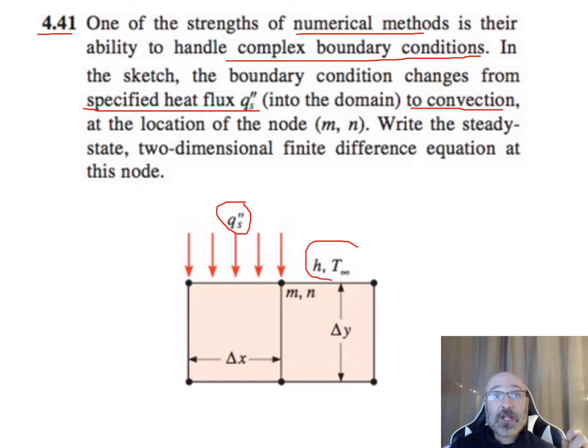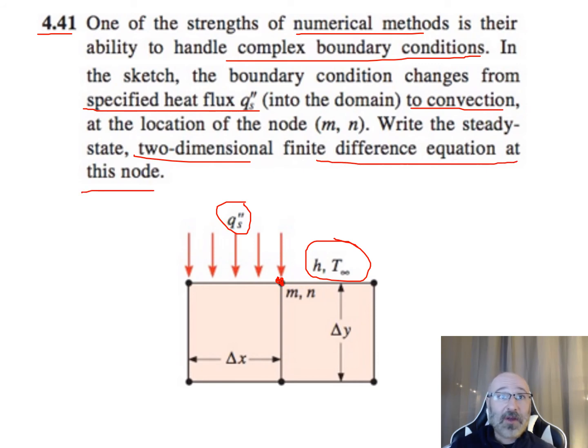We can see there's our convection term over there, our h T infinity right there. And this occurs at the location of our node right here, our center node, our m comma n right there. So what they want us to do within this problem now is to write a steady state, two-dimensional finite difference equation at this center node, m n right there.